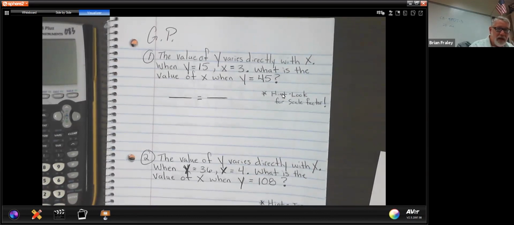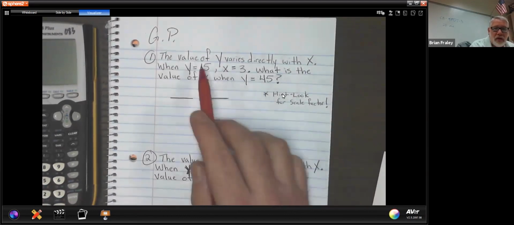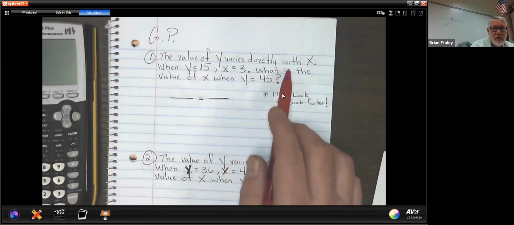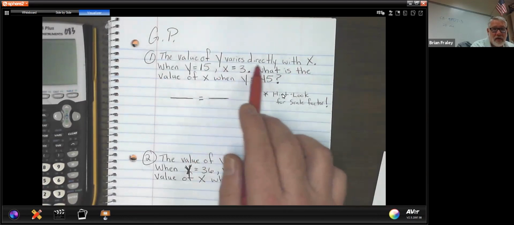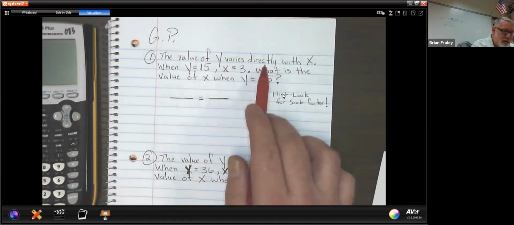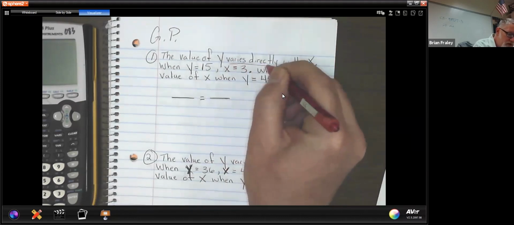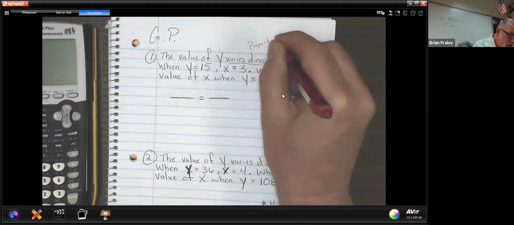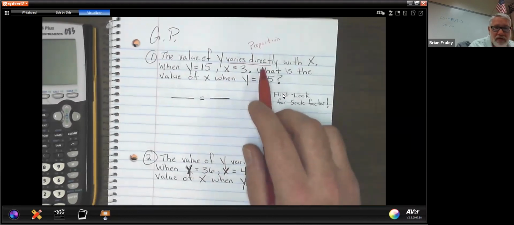First thing we want to do is set it up. So always go and look at your original problem. It says the value of y varies directly with x. That's a clue right there that I'm setting up a proportion whenever you see this, okay? So whenever you see that, write proportion, if you ever see direct variation or varies directly.